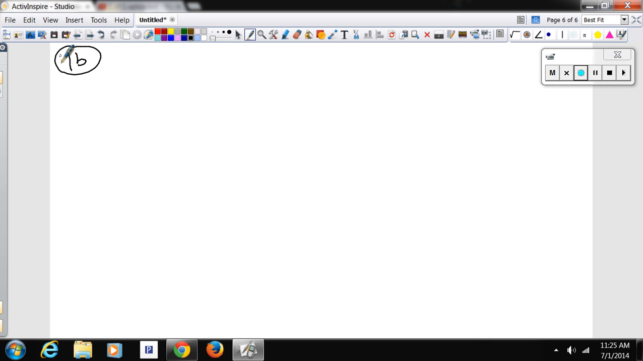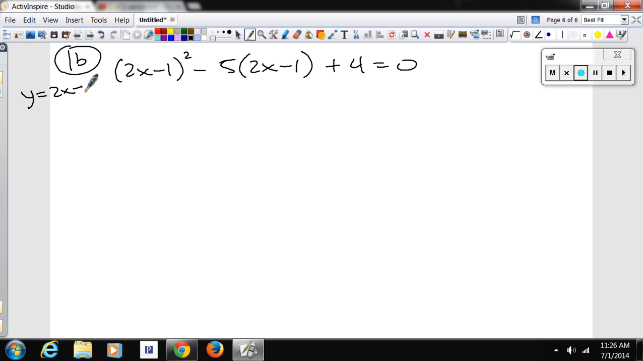1b, 2x minus 1 squared minus 5 times 2x minus 1, and then plus 4 equals 0. It looks like it's going to be almost the same factoring. This time, let's let y equal 2x minus 1, just so it's a different letter, just so you can kind of see the difference. Let's take out the 2x minus 1 and just put in a y. So you get y squared, this one will just be 5y, and then plus 4.